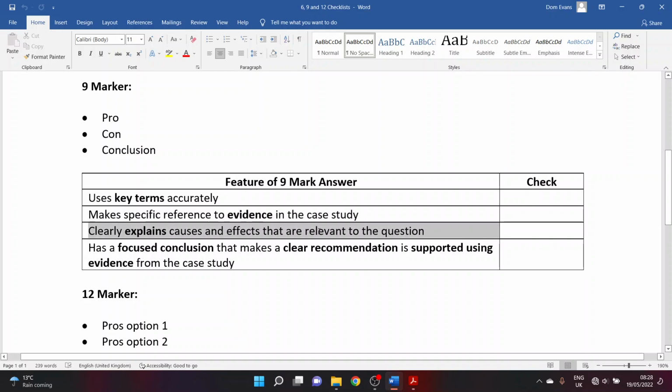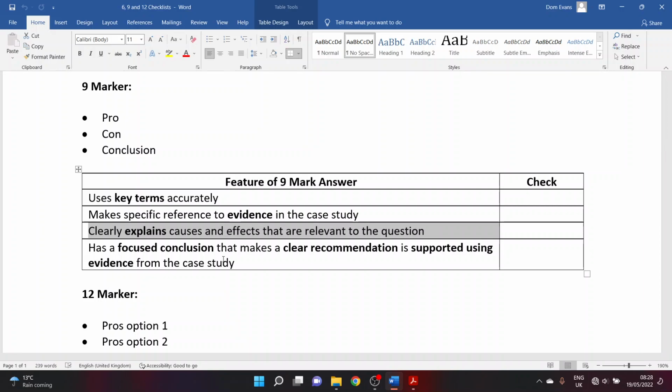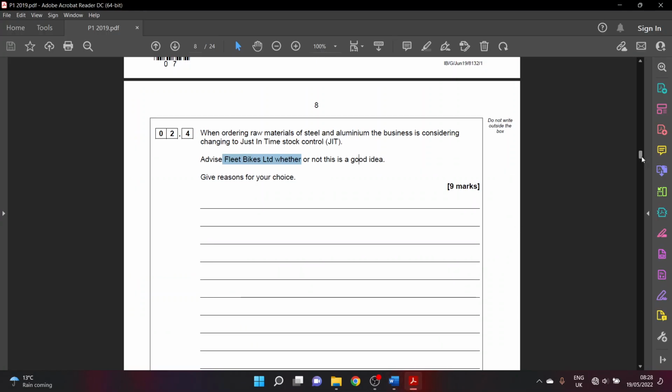You use chains of analysis, basically identifying causes and effects. Some people will tell you you've got to have 4, you've got to have 6 chains in an argument. I don't find that helpful personally. Just explain something. I think that telling students to count the number of chains that they're writing in an answer is distracting. So just make sure you've got a clear explanation, and a focused conclusion that is supported using evidence from the case study. So that's my recommendation on the 9-marker.